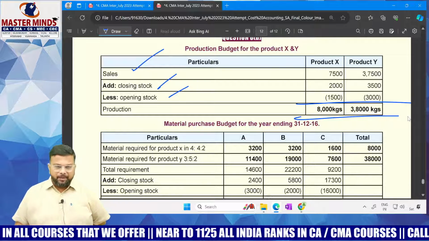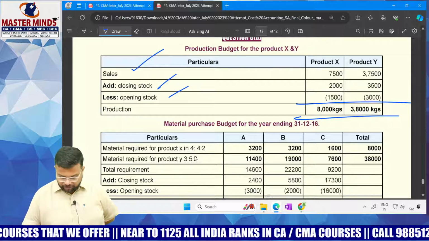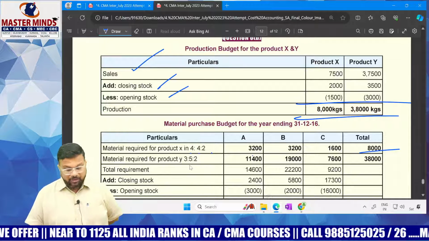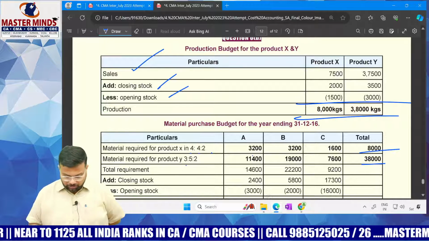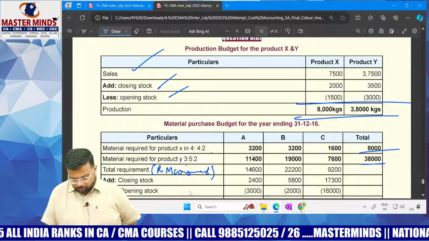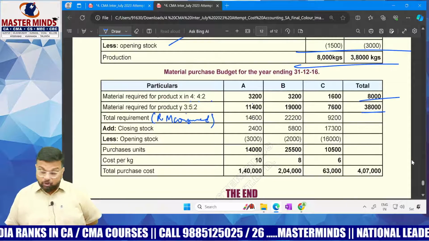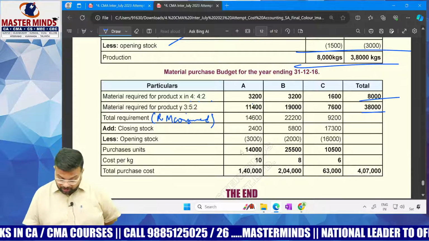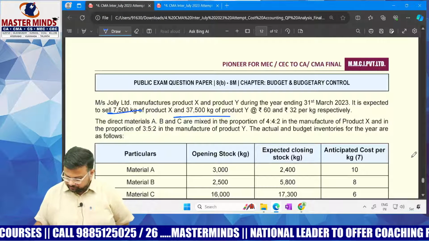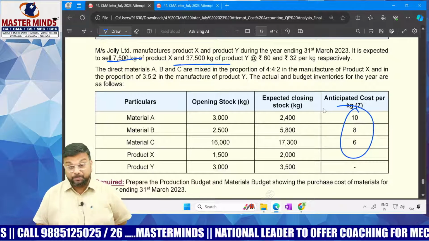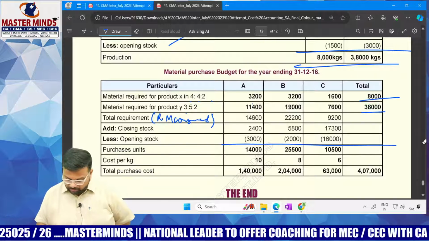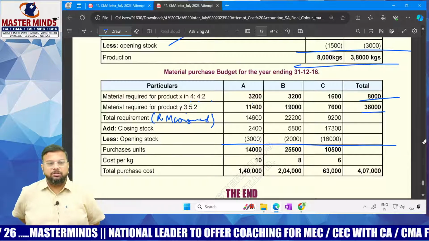Now, how much raw material? Clearly given. When it comes to X, we use it in the ratio 4:4:2 for A, B, C. 8,000 units. Next, when it comes to Y, it is in 3:5:2. Then you will get raw material consumed. To that, you add closing and subtract opening. You will get the purchase quantity. Selling price is given in the question itself. Sorry, the purchase price, anticipated cost per kg, is given in the question. So you take that purchase price, and then you get the total purchase cost.